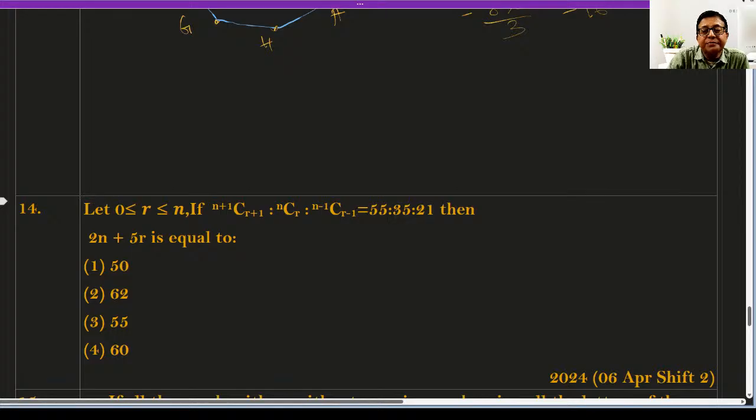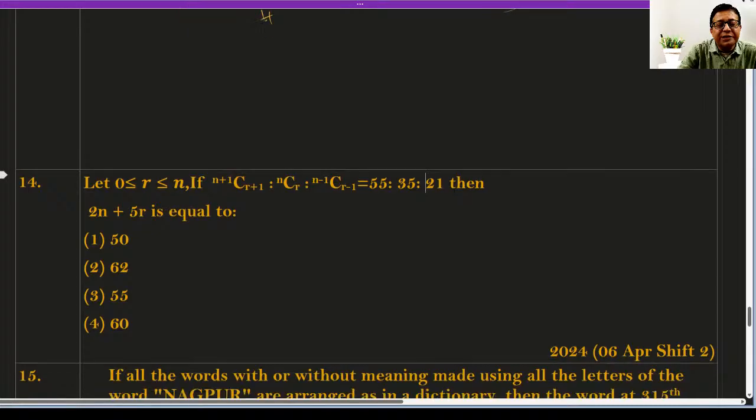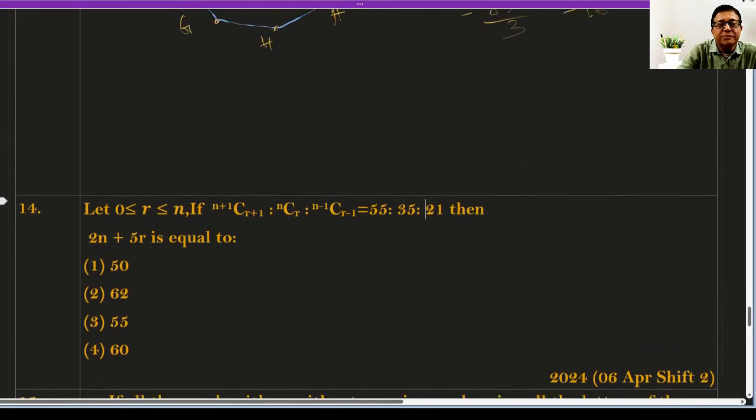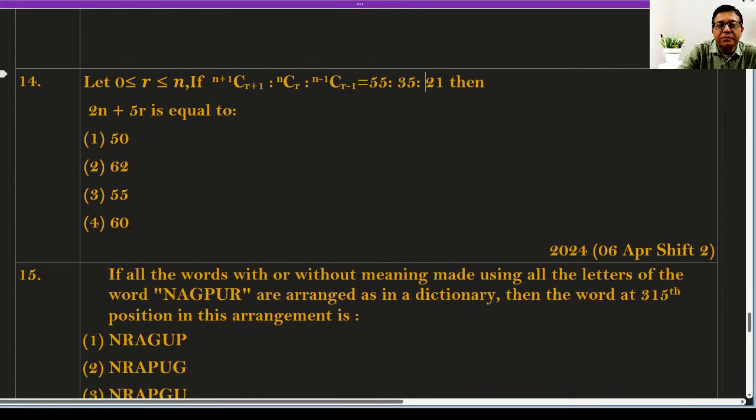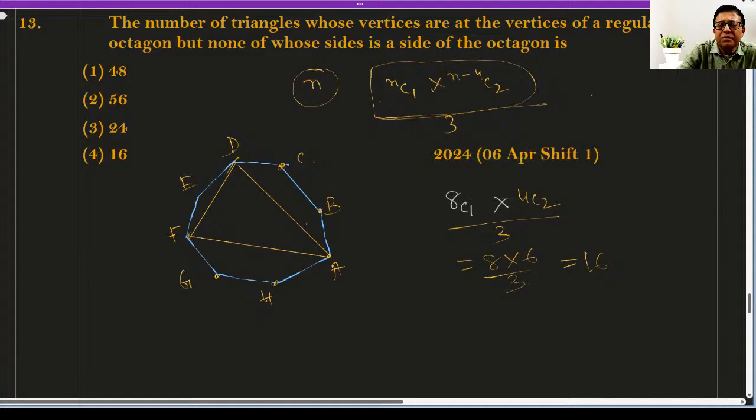Do this one. This is not a difficult one. Everyone can do it. N plus 1 C R plus 1, NCR, N minus 1 C R minus 1, this is given. Then 2N plus 5R is equal to what? Wait, I want to see the formula. Okay, done.